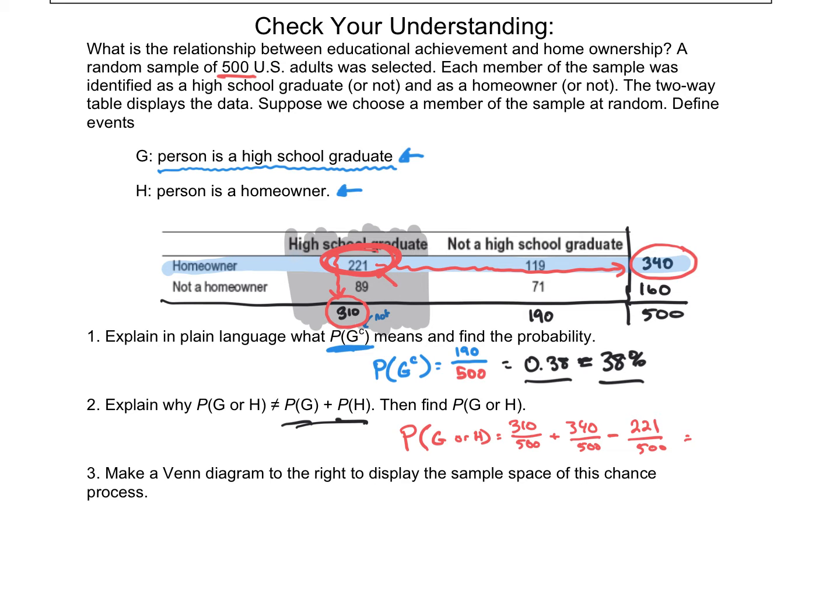We don't want to double count them. So here we go. We're going to go 310 plus 340 minus 221. And I'm going to get 429 over 500, right? Basic algebra rules. And I'm going to get 0.858.